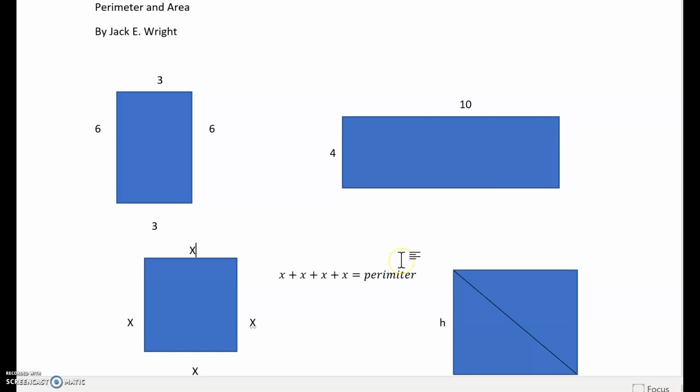For perimeter, it would be whatever unit of measurement. For yards, it would just be yards. Or inches, it would just be inches. There's no inches squared, there's no squared for that one. And then for the area of this shape, you would do 6 times 3, which is 18, and then 18, whatever unit of measurement, squared.